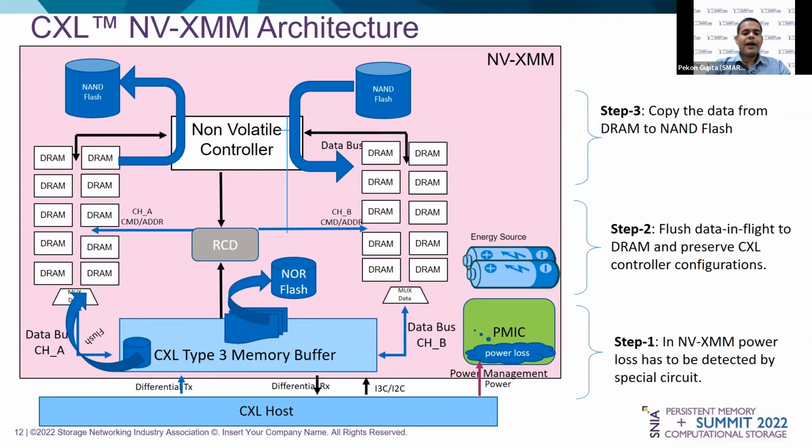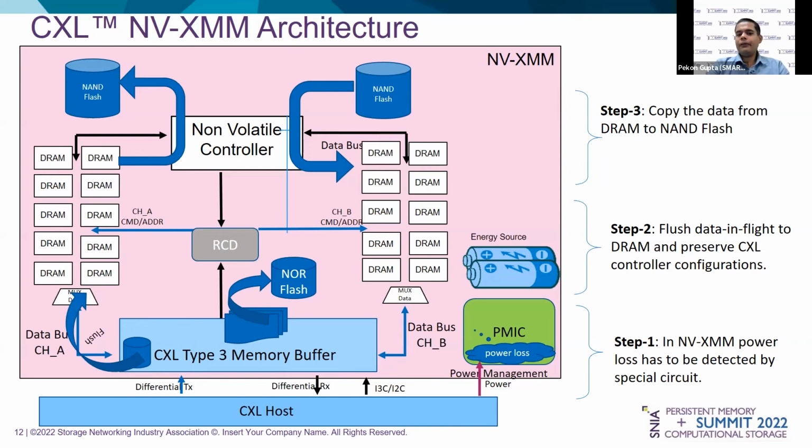This memory buffer adds a hop and has its own internal buffers and its own configuration. So it's very important that before the backup, all these buffers which store data in flight should be flushed to the DRAM. This is a critical difference from a standard NVDIMM-N architecture, where data is directly written to the DRAM and there is no hop in between.